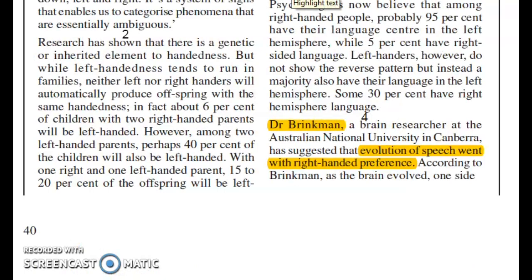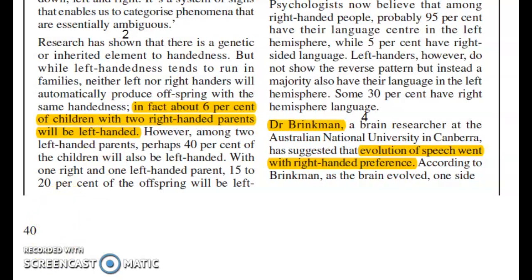Read the second paragraph. Research has shown that there is a genetic or inherited element to handedness. But while left-handedness tends to run in families, neither left nor right-handers will automatically produce offspring, offspring means children, with the same handedness. In fact, about 6% of children with two right-handed parents will be left-handed.